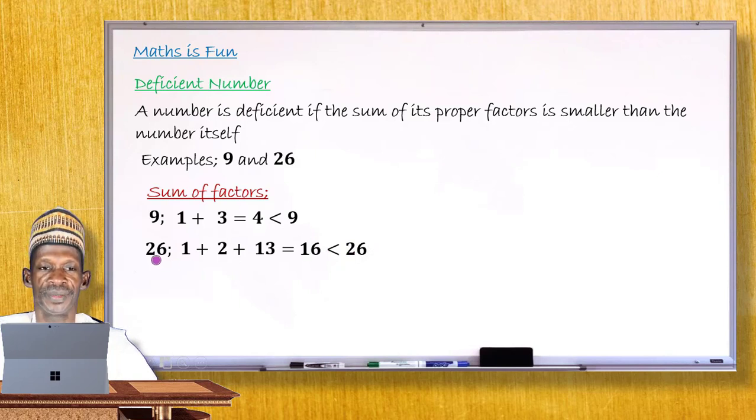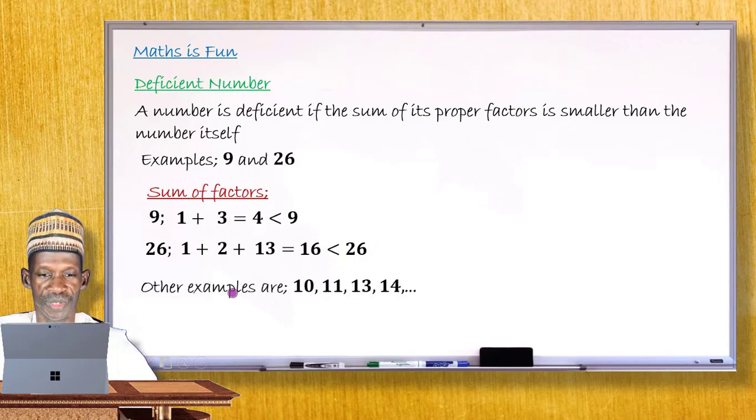Other examples of deficient numbers you have are 10, 11, 13, 14. All these are deficient numbers. We see more of these interesting things in mathematics.